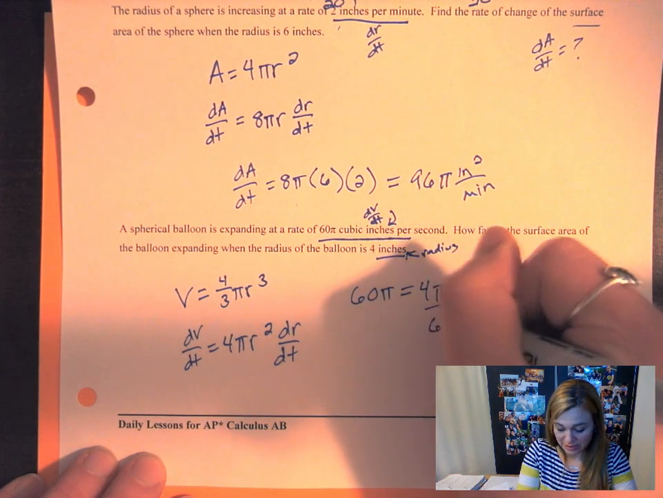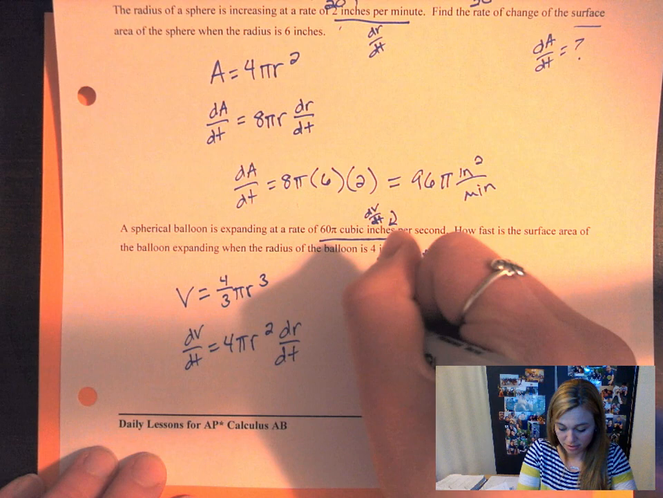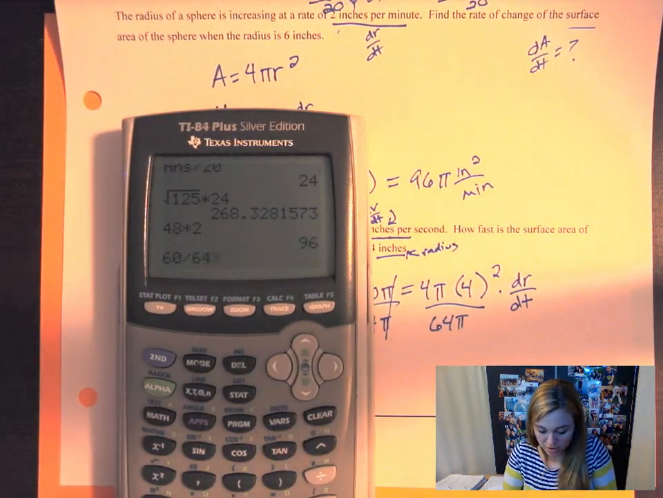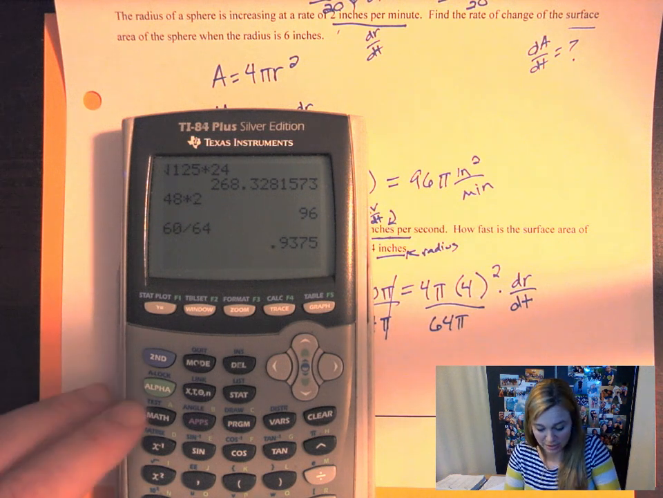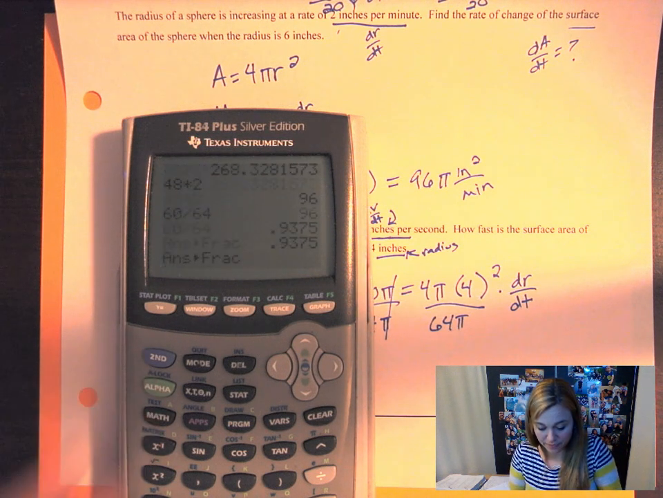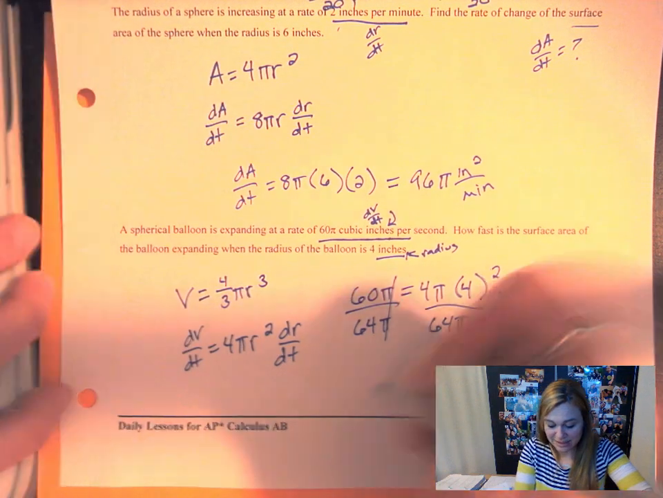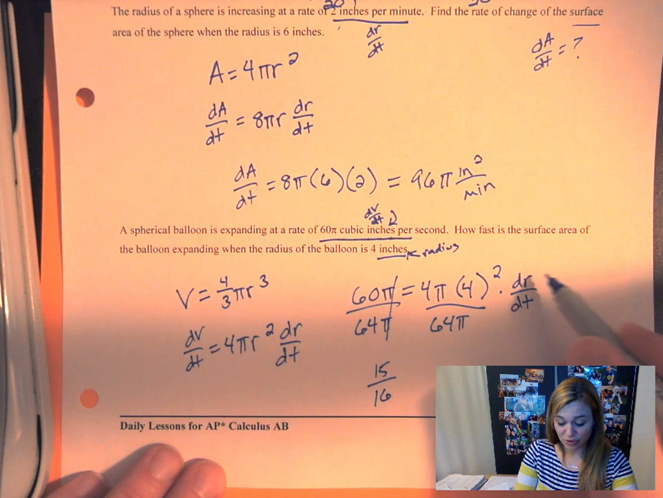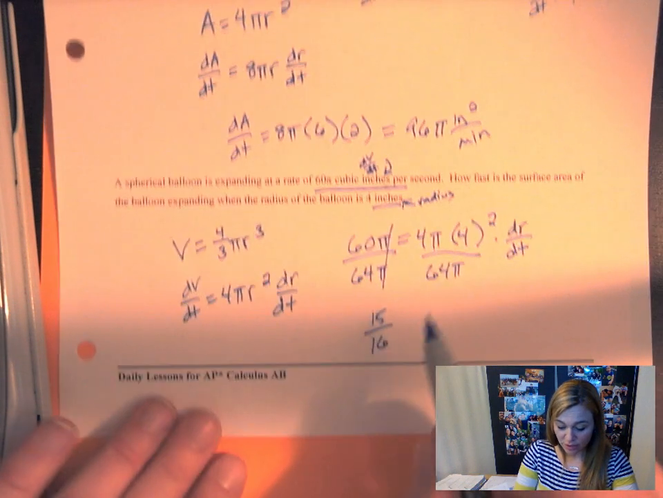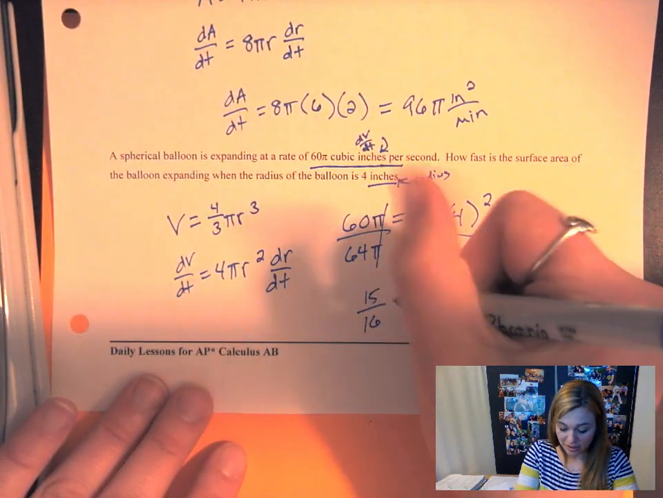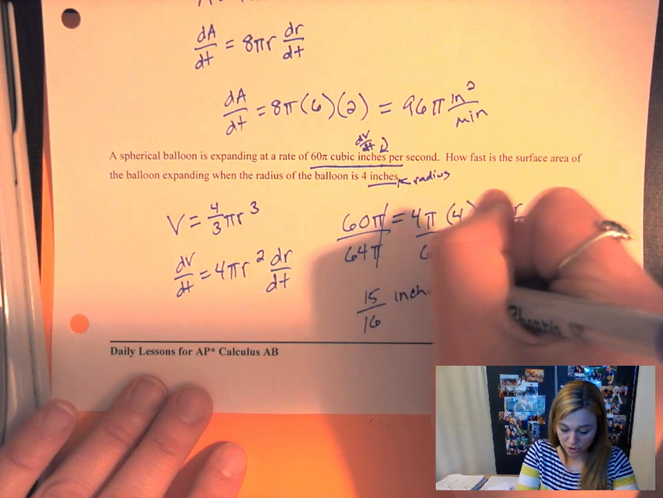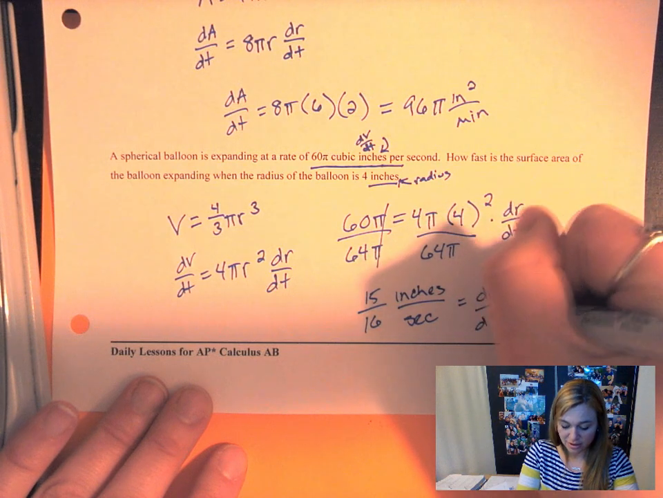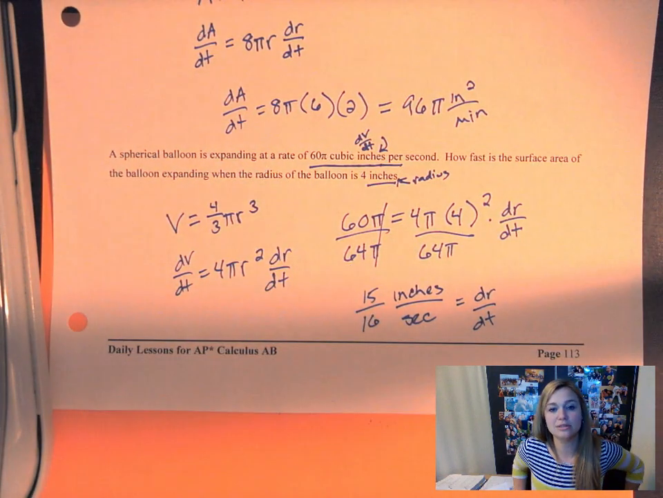So I'm going to divide both sides by 64 pi. 60 over 64. You can write this, or you can just keep it as a fraction if you want, which is 15 over 16. And remember, this is dr dt, so the rate that r is changing with respect to time. So in this problem, I'm going to say this would be inches per second is dr dt. And that's at the moment that the balloon is 4 inches.